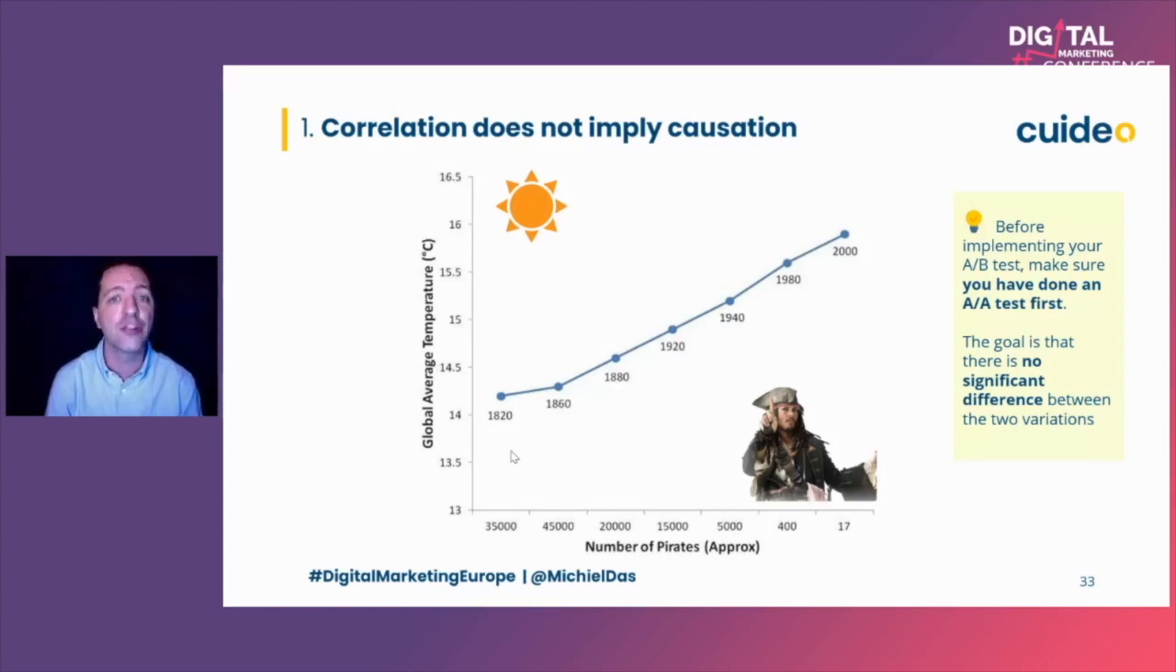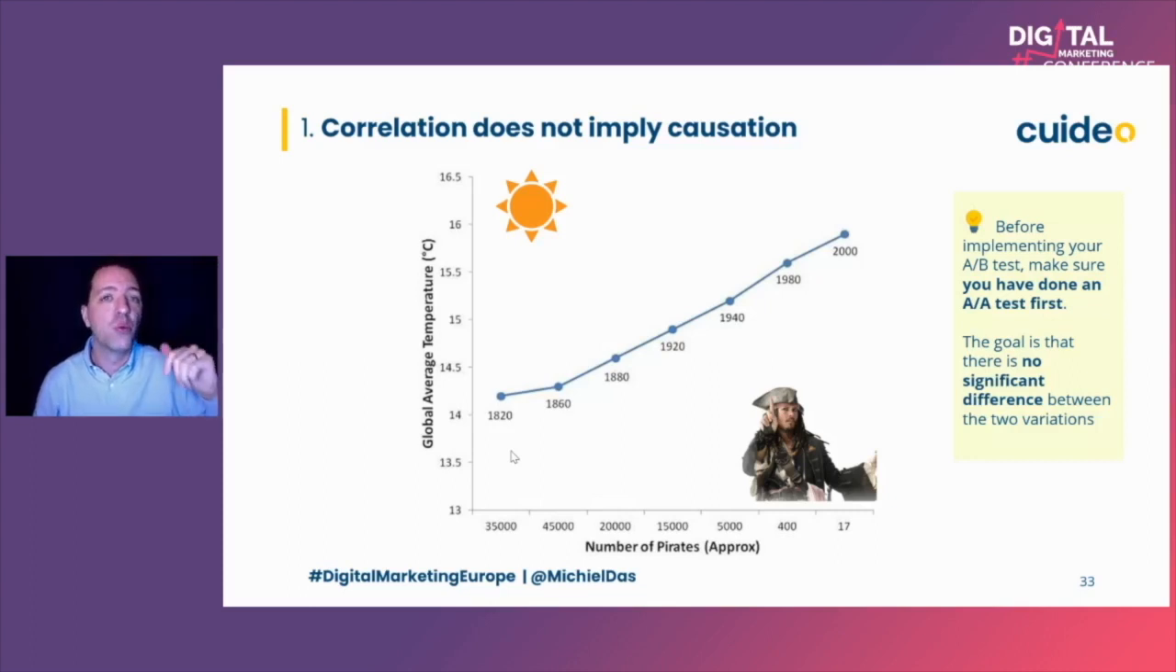Correlation does not mean causation. Just because one metric is increasing and the other one is decreasing, it doesn't mean that they're necessarily related to each other. This is very important, because sometimes we see an increase in our B test, but it's just because you had more traffic that day on your website. It doesn't mean causation.